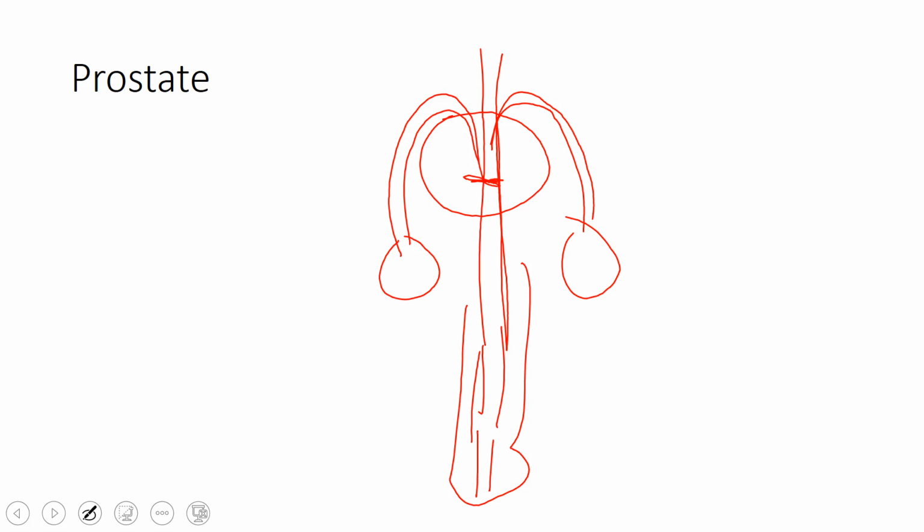Basically, it's a small round organ. It lies at the base of the bladder. So here's the bladder right here, and it circles the urethra. It goes all the way around the urethra. It is anterior to the rectum, so the rectum is behind it. That's why you can do a digital exam, where you stick your finger up someone's rectum and you can feel the back part of the prostate.